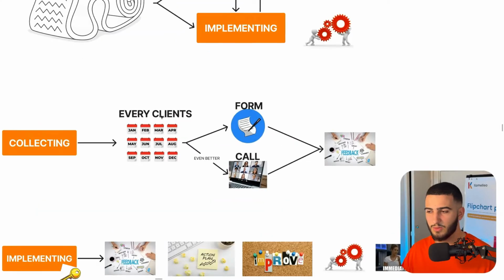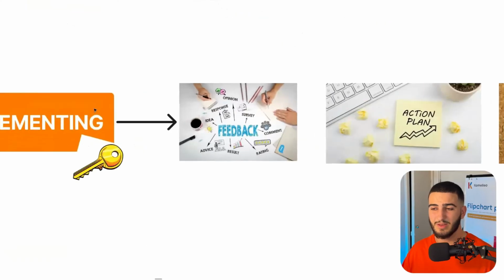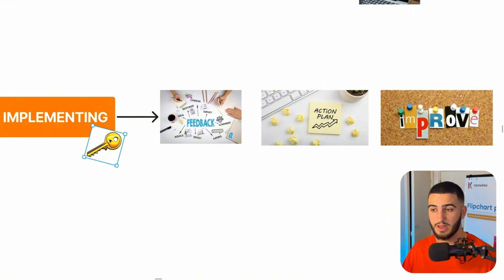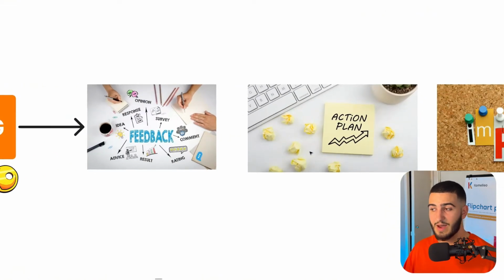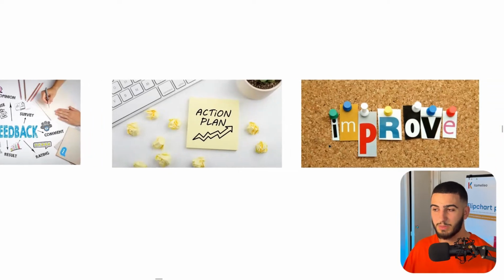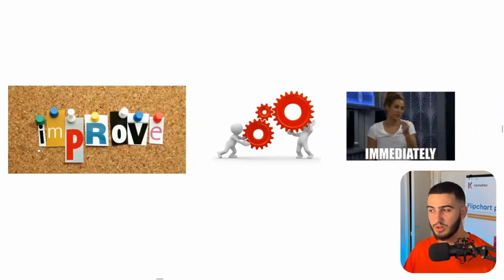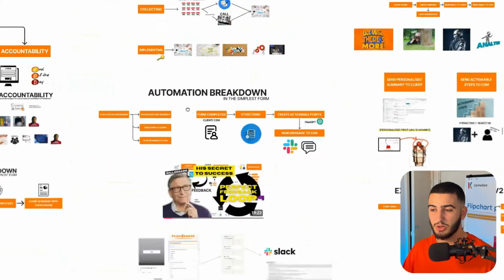Once again, fairly simple flow. Just make sure you set that cadence on how often you actually want to do this. And in terms of implementing, which is actually the key, once again, very, very important. If you go down the process of collecting feedback, we don't have that feedback. So we basically want to create an action plan on how we can actually improve that client experience and actually implement it within that client account, for example, as soon as possible. So let's talk about how to actually do this using automation.